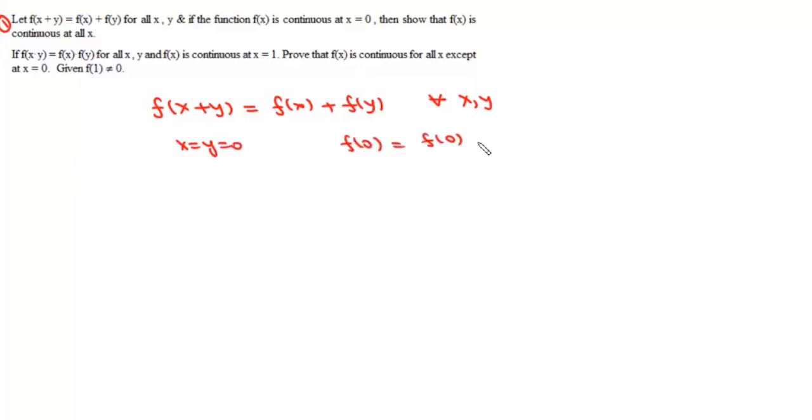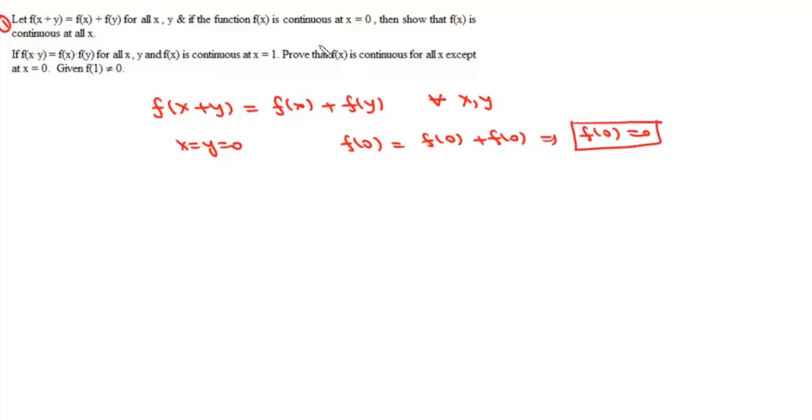Now here the question is, let f(x + y) be equal to f(x) + f(y) for all x, y. And it says if f(x) is continuous at x equals 0, then show that f(x) is continuous at all x. And that's our first question. Now, if we put x and y both 0, then we'll get f(0) = f(0) + f(0). That means the value of f(0) must be 0. So for this function, f(0) is 0.